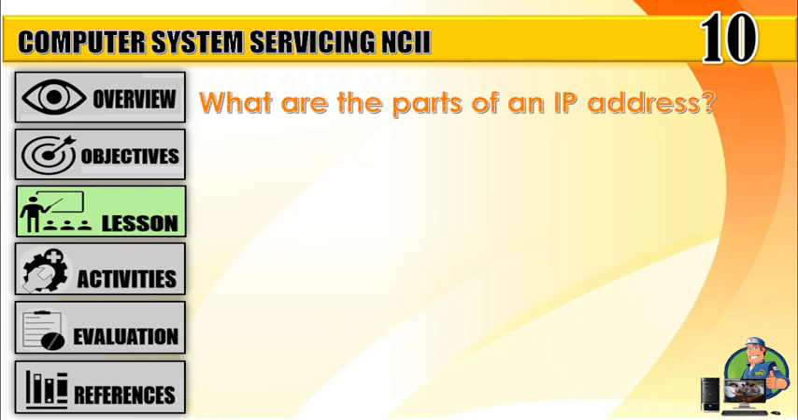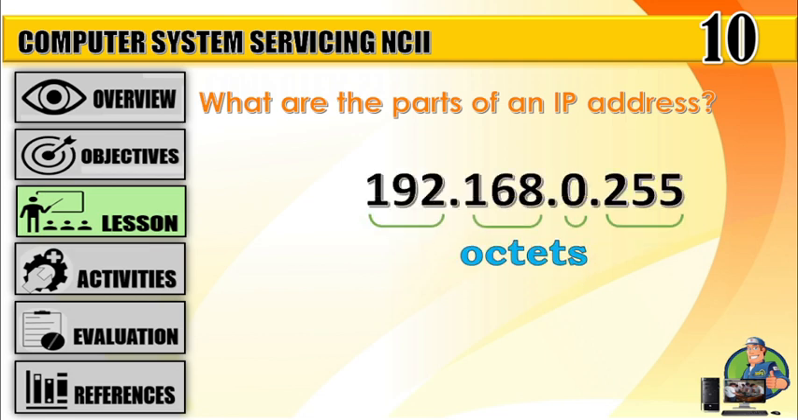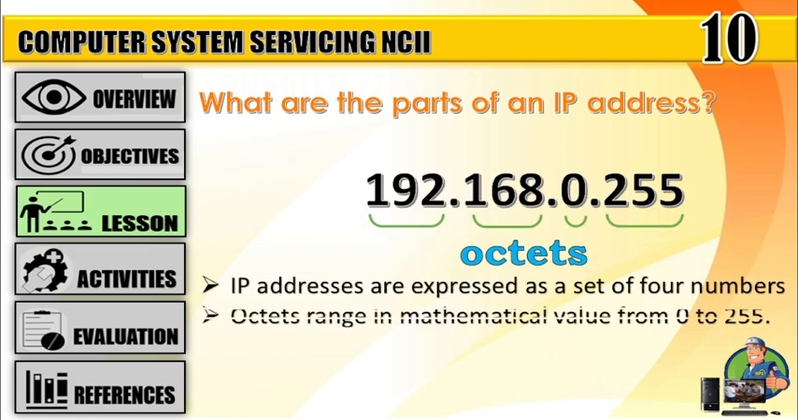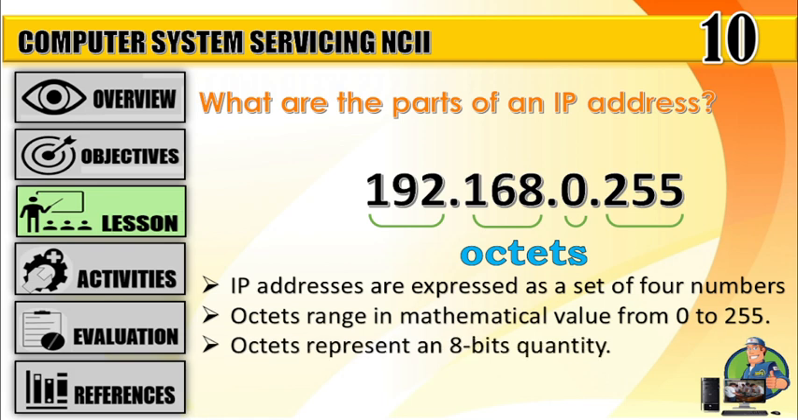What are the parts of an IP address? Number 1. Octet. An octet in an IP address is a group of 8 bits that represent a single decimal number in the range of 0 to 255. An IP address is comprised of multiple octets, separated by a dot, and each octet represents one part of the address. For example, in the IP address 192.168.0.1, each of the four numbers, 192, 168, 0, and 1, is an octet. The octets in an IP address are used to identify and locate devices on a network.